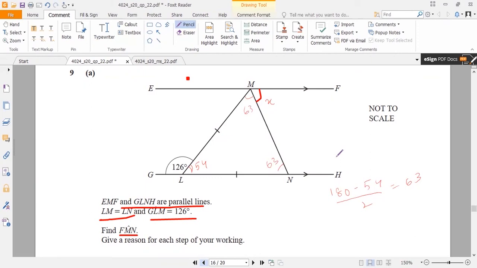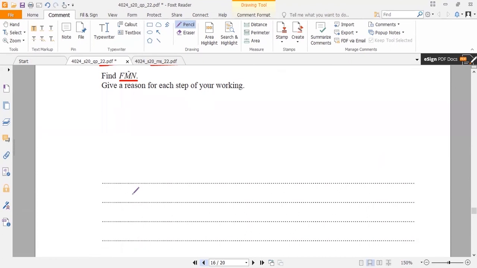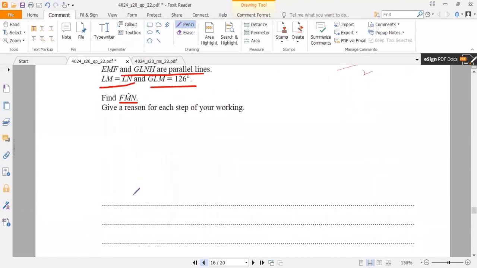So I can apply the Z property, that is alternate angles. What does it mean? This angle will be equal to this one, and the value of X is equal to 63. But we have to give the reasons as well. So firstly, we can say that angle MLN is equal to 54. How do we get this? We get this by 180 minus 126 degrees. Straight line.